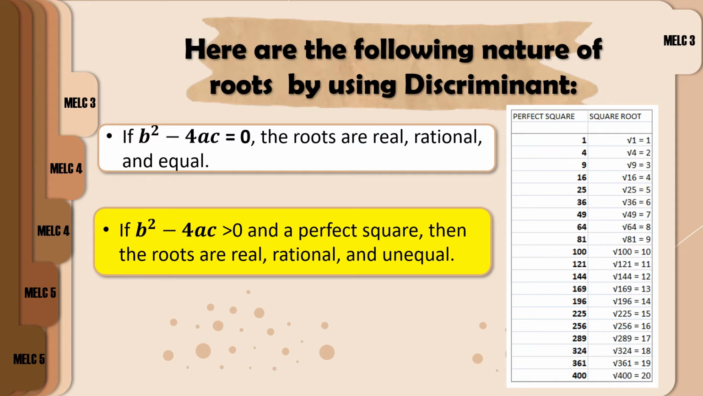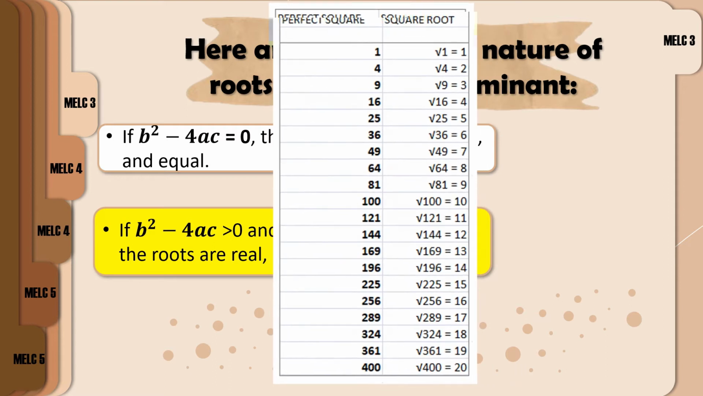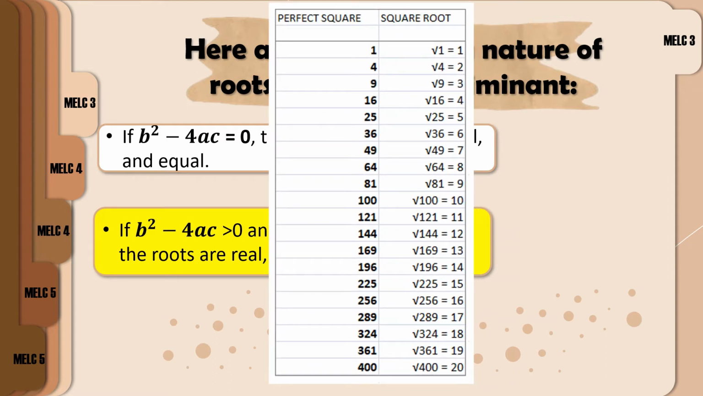Ano nga ba ang perfect square? A perfect square is a number that can be expressed as the product of two equal integers. So ang ating mga perfect square ay 1, 4, 9, 16, and so on. So kapag kinuha natin ang square root ng mga perfect square, ito ay whole number. For example, square root of 1 is equal to 1. Kapag multiply natin ng 1 itself, it will result to 1. So ganun ang definition ng perfect square.